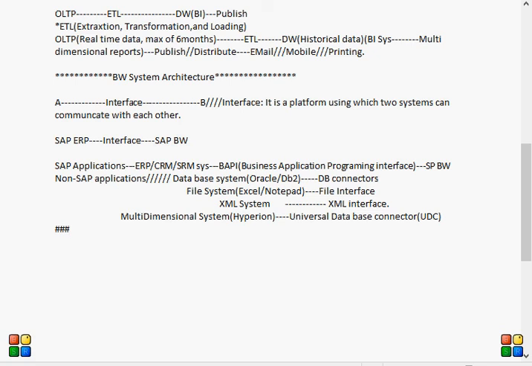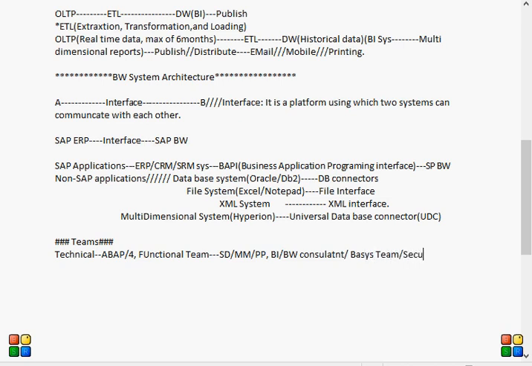So let me give you the teams that we have in SAP. We have our technical team, who are the ABAP people, as programming of the business suite was done. We have our functional team, which is SD, MM, PP. Likewise, we have our BI BW consultant team. We have our basis team. As I said, the interface will be taken care of by them. These people are the administrative people. And also there is something called security. Likewise, for the privileges, as to who is authorized to view certain information, that comes under your security.